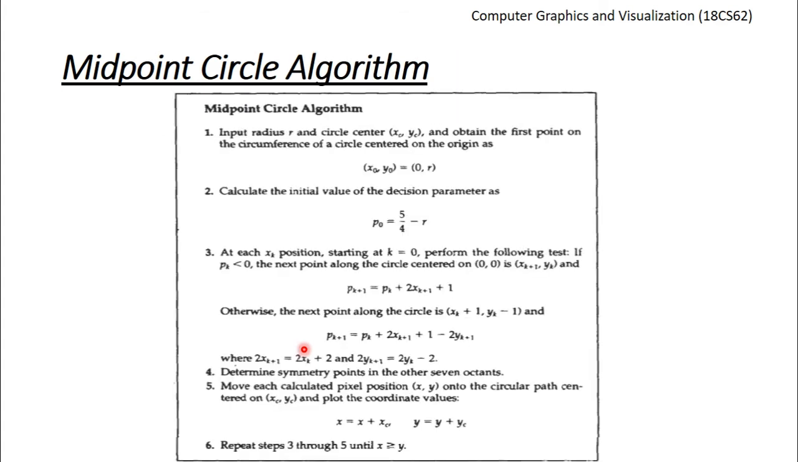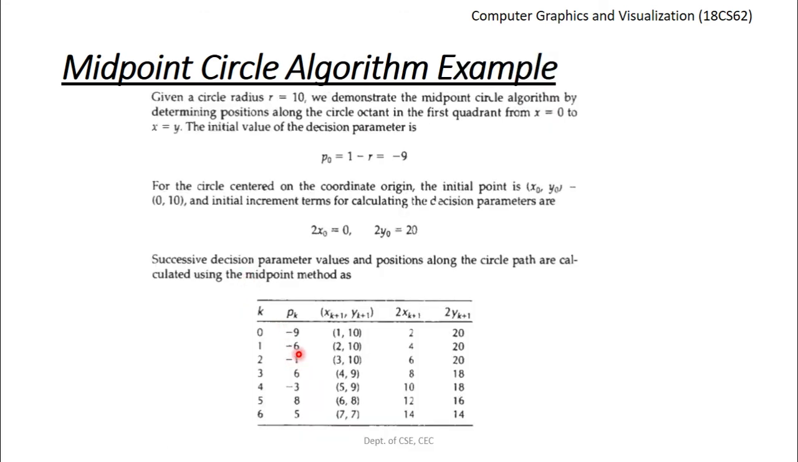Again, we need to repeat the same procedure. Check if the value of the decision parameter is positive or negative. So p1 is negative. So what do we need to do? Increment x by 1. The previous value of x was 1. So increment it by 1. Retain y as it is. So the next point will be 2, comma 10. Okay, multiply both these values with 2, you will end up with 4 and 20.